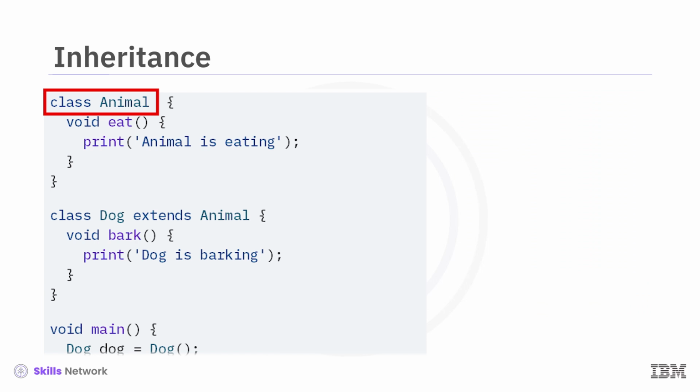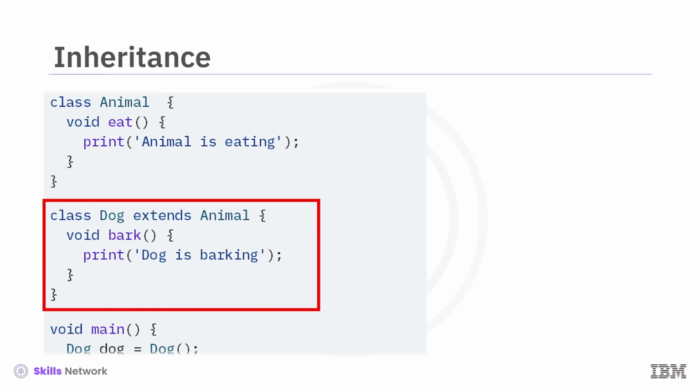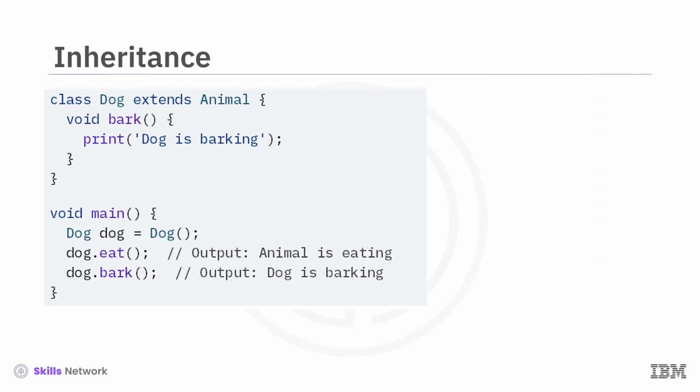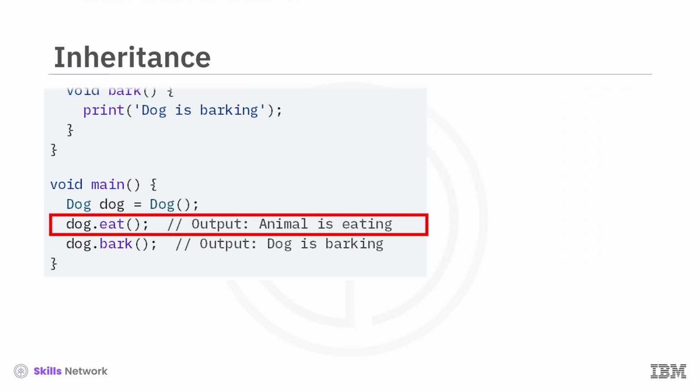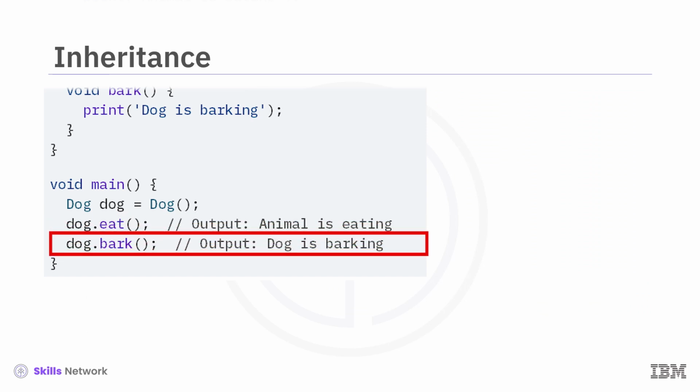First, a parent class named animal is defined with a method named eat. Next, a child class named dog is defined with a method named bark. Here, an instance of the dog class is created. Next, the inherited eat method is called from the animal class. Finally, the bark method is called from the dog class.